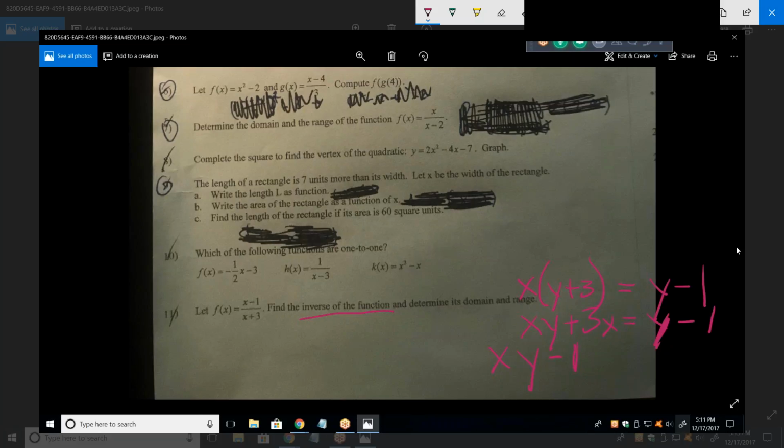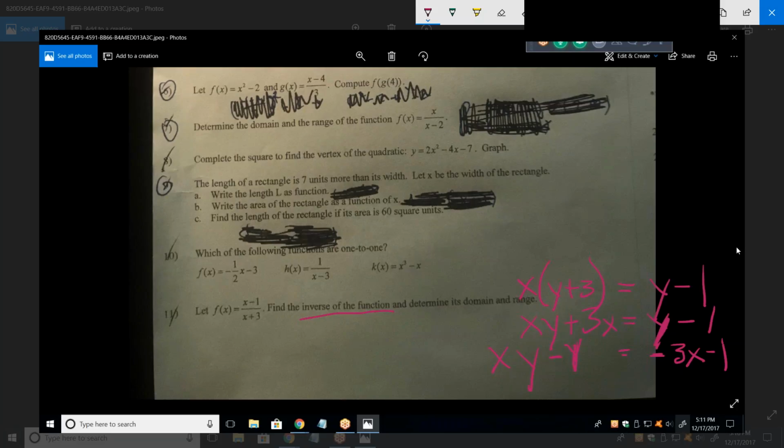In other words, let's move this y to the left. We're trying to solve for y, let's put y on the left. Equals minus 3x minus 1. You with me? Okay.